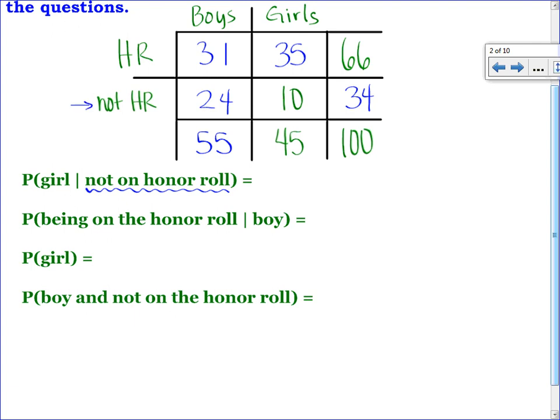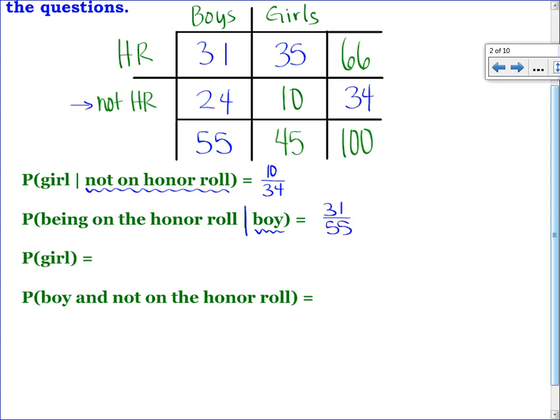So based on that, if we're going to pick a girl, there are 10 out of a total of 34 kids not on the honor roll. 10 girls out of those kids not on the honor roll. What about probability of picking somebody on the honor roll given that they're a boy? So now we're only looking at the boy column. The 31, the 24, and the 55. So probability of being on the honor roll out of the total number of boys.